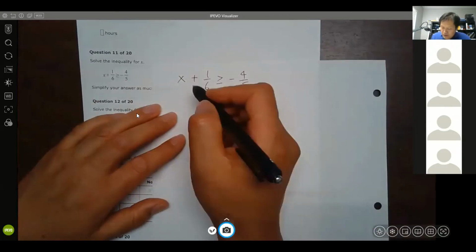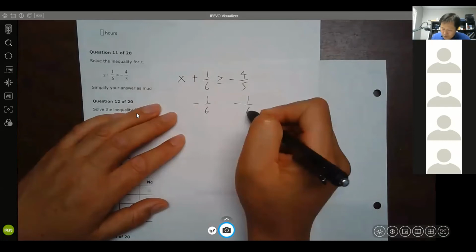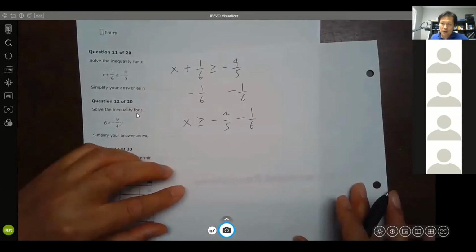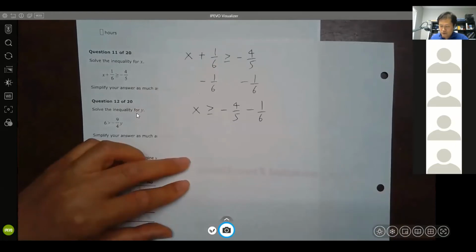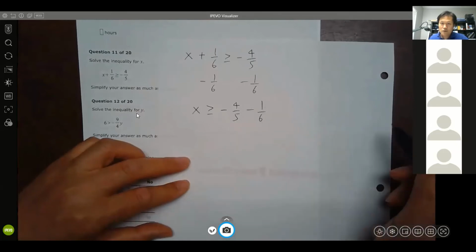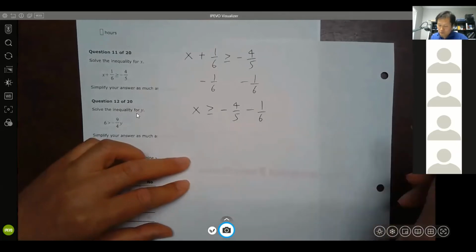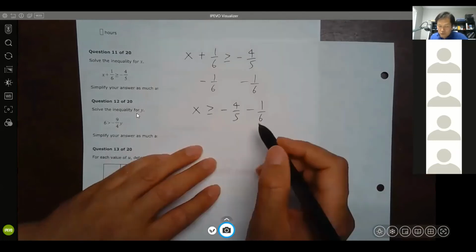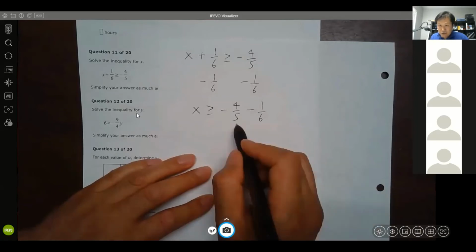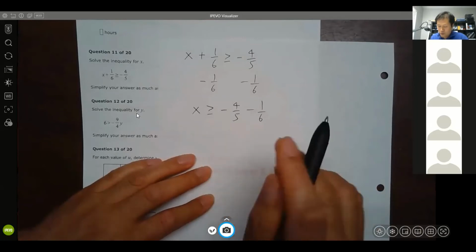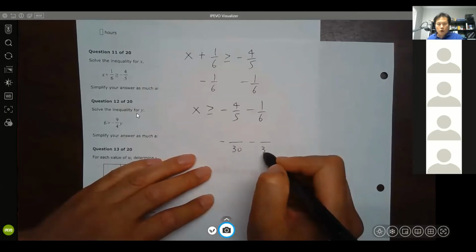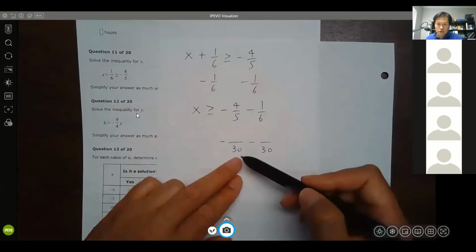So minus 1/6 on both sides. So x is greater than or equal to minus 4/5 minus 1/6. You will be surprised. My honors pre-calculus students, I lose them with this when I don't allow them to use a calculator. So if you are not good, make sure you practice those fractions. I'm going to do that one fraction. You want them to have the same denominator before you do addition or subtraction.